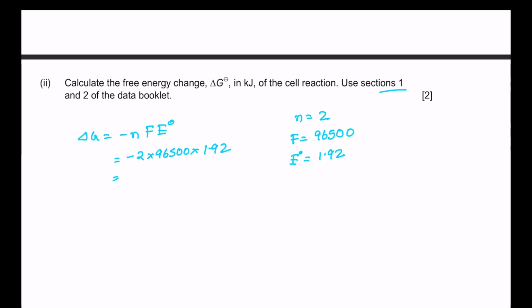So if we just simplify, we'll get the value as minus 370,560 joules, and that will give you minus 370.56 kilojoules. So we can obviously round it off to minus 371 kilojoules, and that will be the answer to this question.